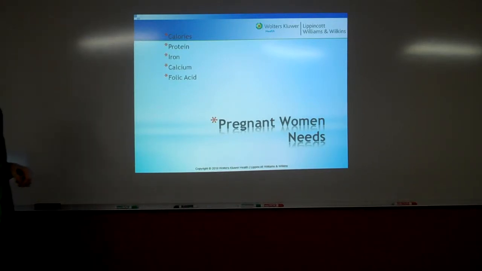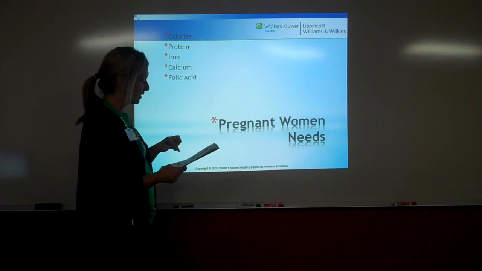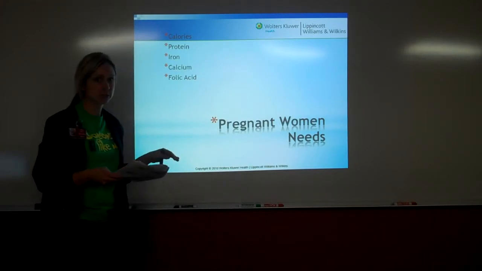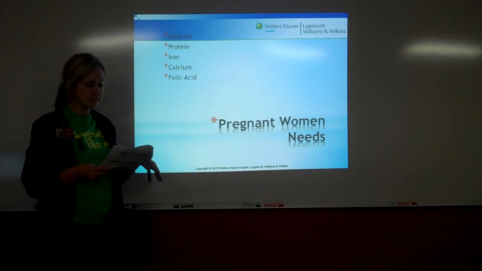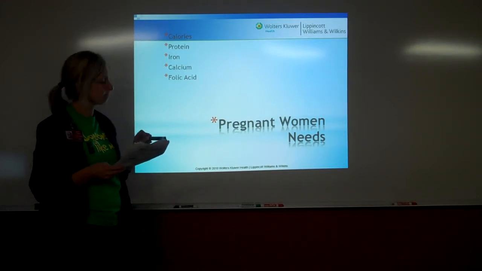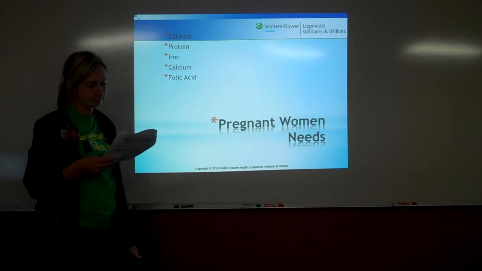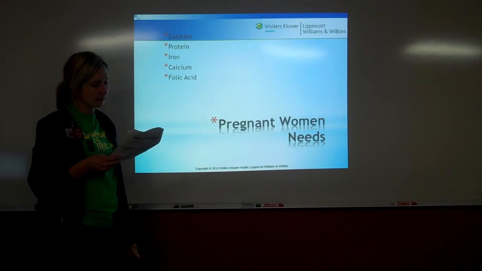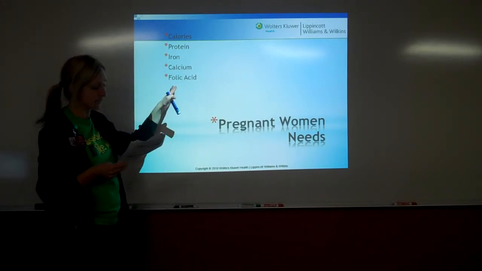Pregnant ladies need to increase more than just their calories. So they need, during the first trimester, to increase their caloric intake by about 340 calories per day. I'm sorry, that's during the second trimester. During the third trimester, around 450 calories per day. Increase their protein. Increase their iron and calcium. And increase their folic acid intake.